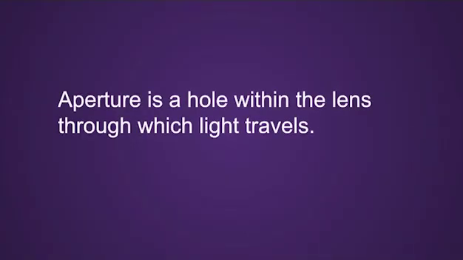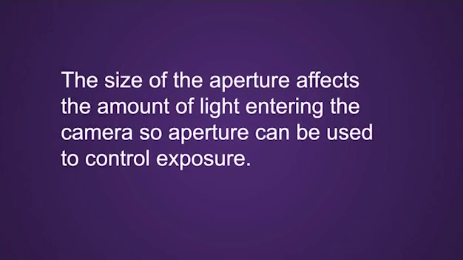To recap, aperture is a hole within the lens through which light travels. The size of the aperture affects the amount of light entering the camera, so aperture can be used to control exposure.